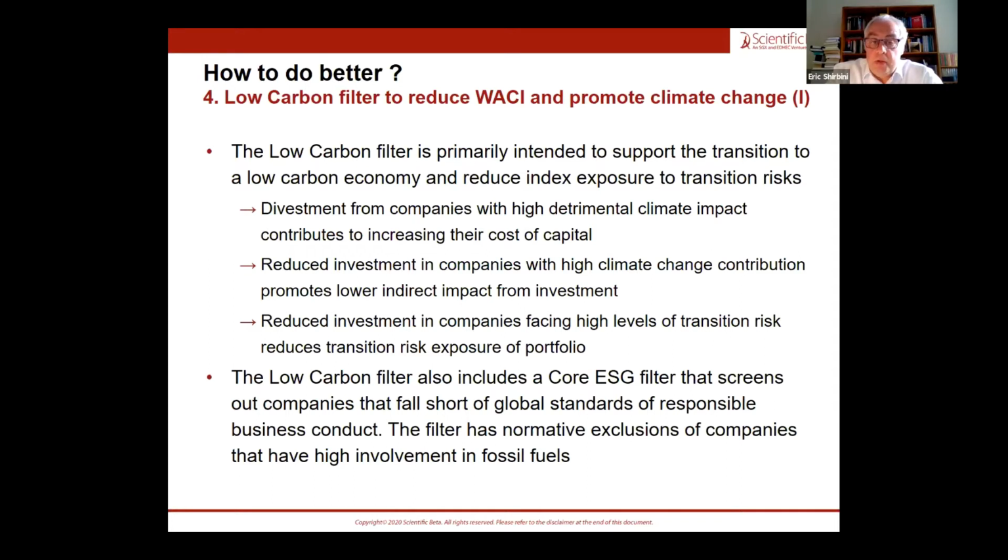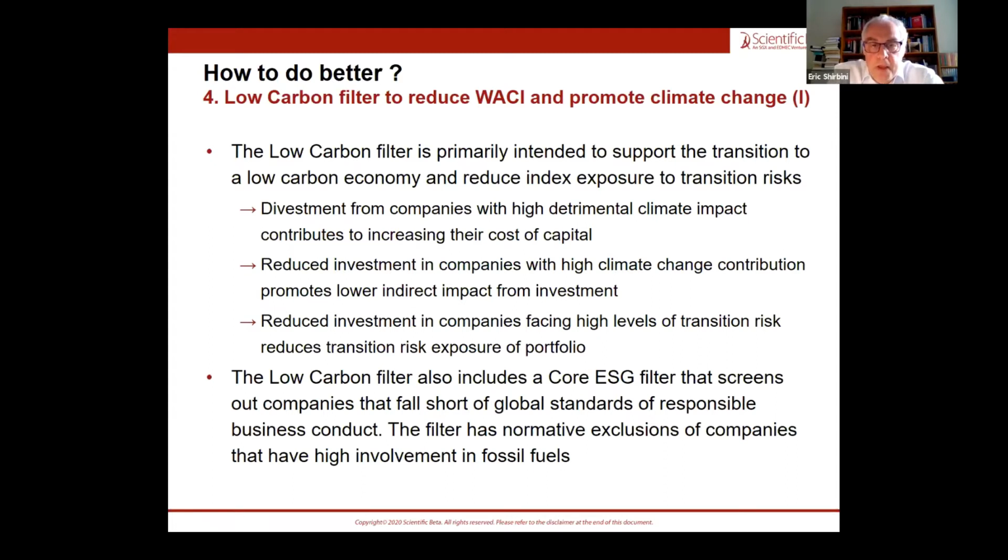Secondly, by excluding the worst offenders, the stocks with the highest carbon exposure, we will end up with a strategy with a lower carbon impact on climate change as well. And finally, by introducing this filter, we also reduce our exposure to transition risk. As more and more investors move to a low carbon world, we are more insulated from that, because we remove the stocks with the highest carbon exposure that are at greatest risk from a transition to a low carbon world.